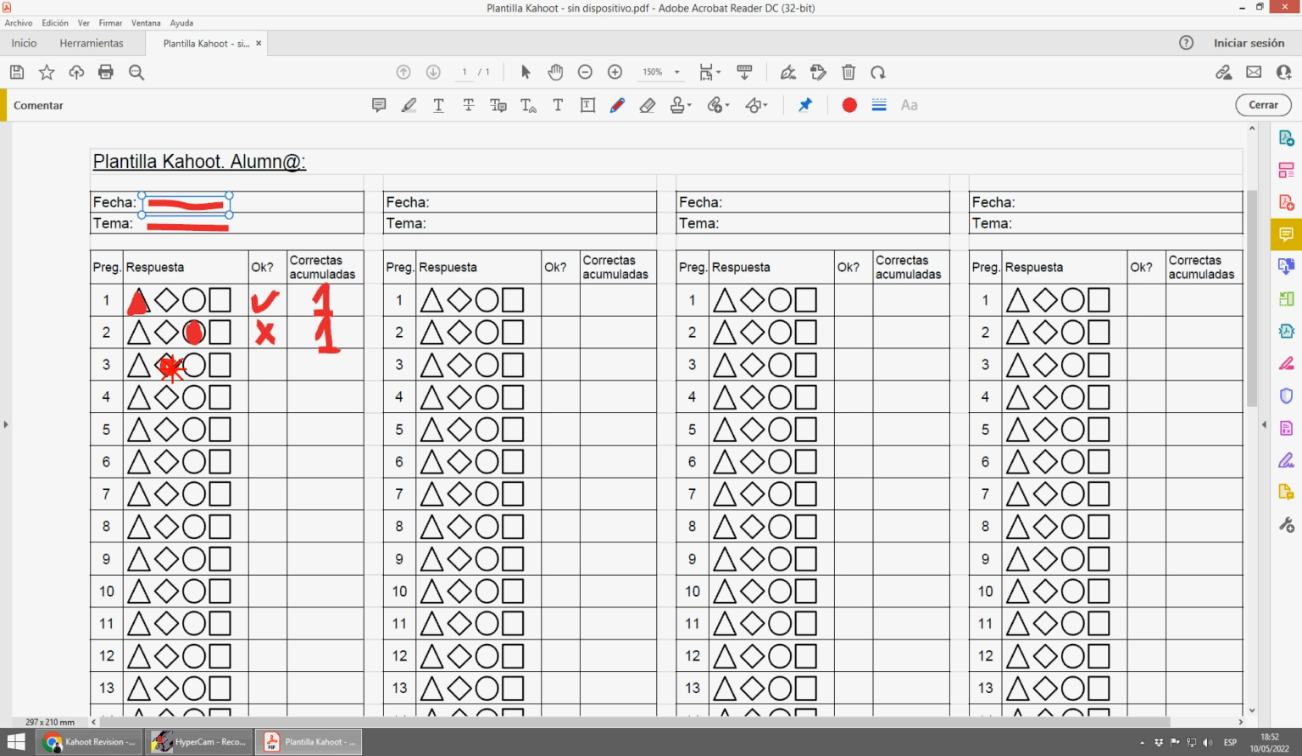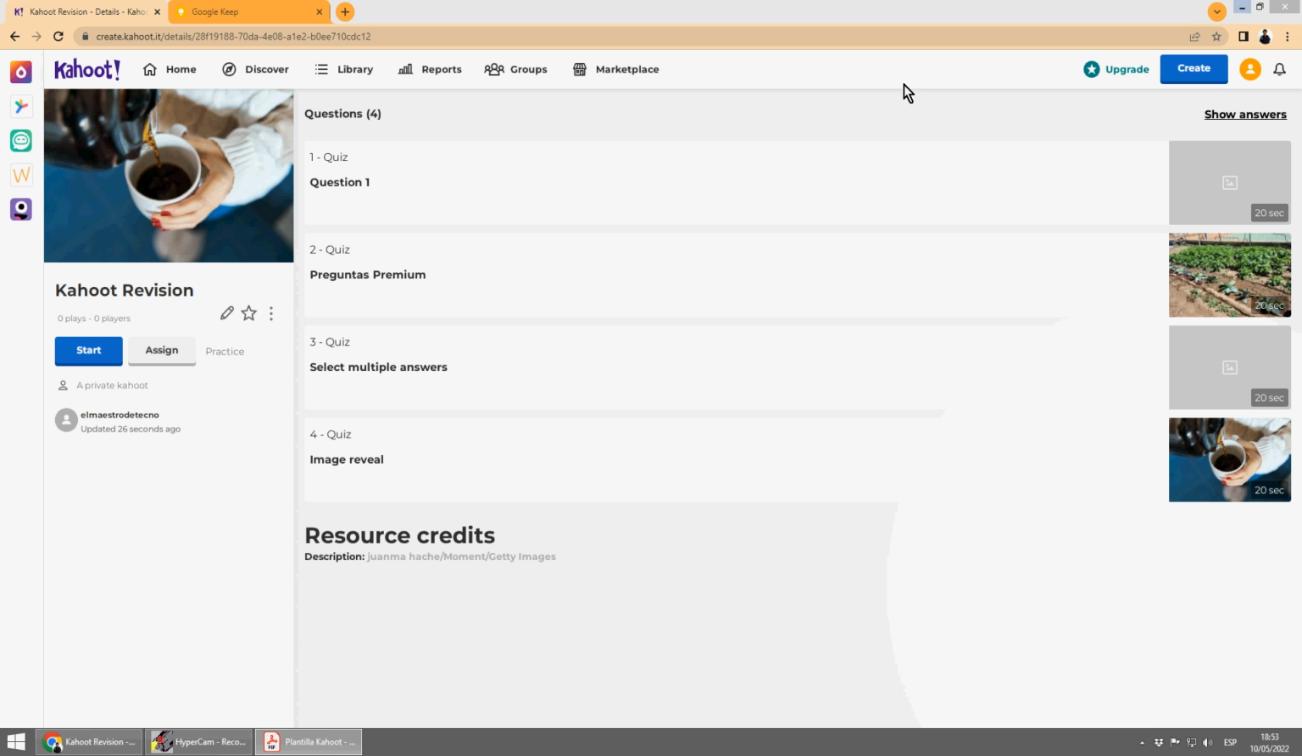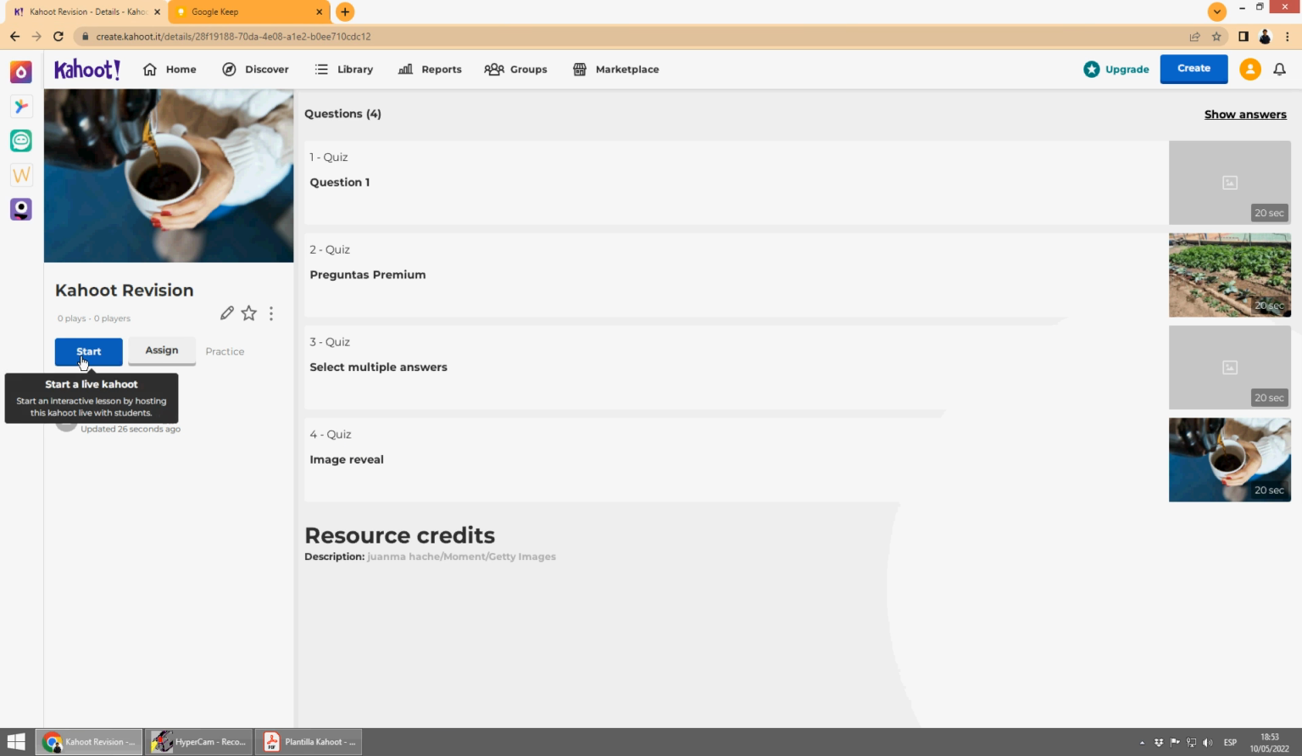We keep on, and he continues marking his answers, checking out if they are correct or not, and counting the accumulated correct answers. Very easy to use. If you have students with mobile phones or tablets, you can use the common way of using Kahoot Start, and they will use the pin.